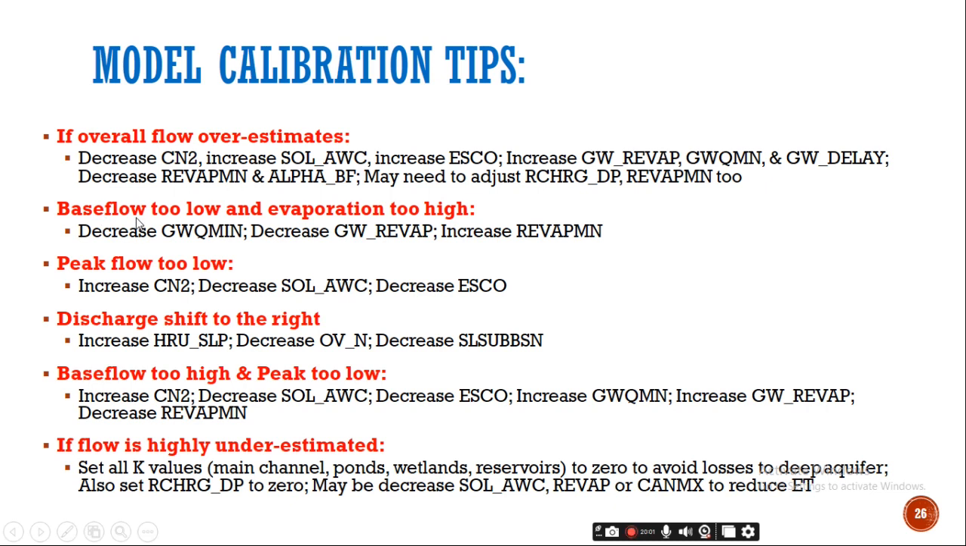And another case is if base flow is too low and evaporation is too high, then follow this instruction. Similarly, if peak flow is too low, then follow this instruction. Similarly, if our discharge is shifted to the right, then we have to increase the HRU_SLP, decrease the OVN, decrease the SLSUBBSN. And another case is base flow is too high and peak is too low. And another condition could be if flow is highly underestimated, then follow this instruction.